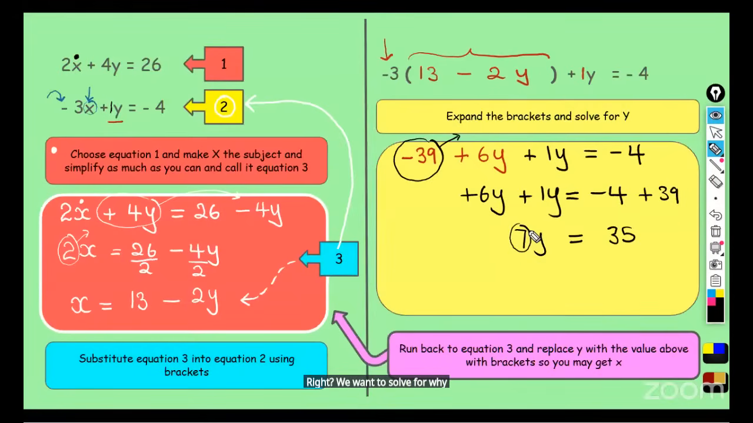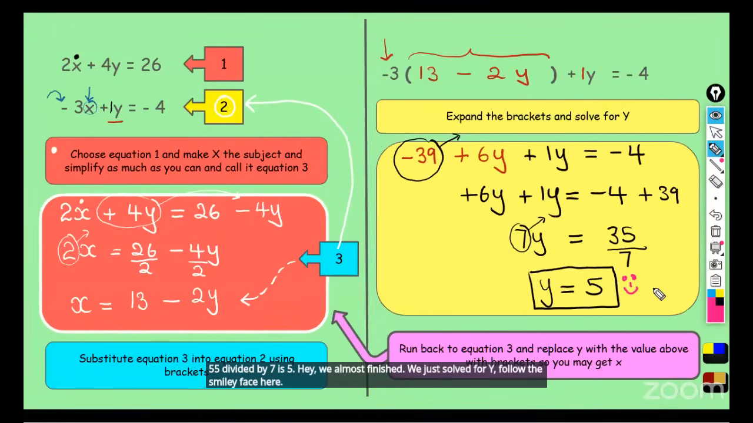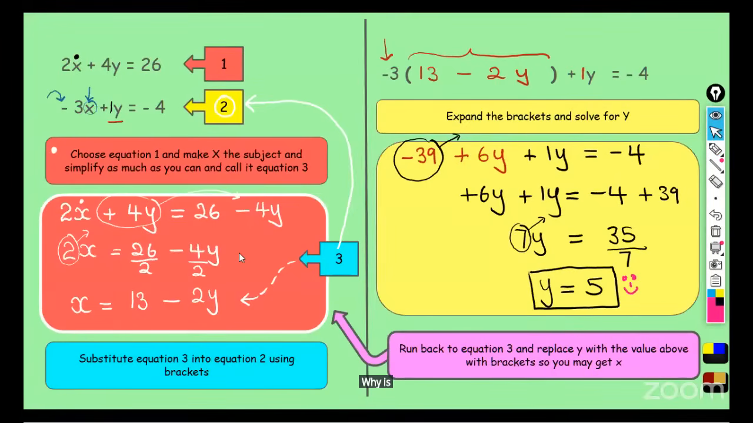We want to solve for y. This 7 is a multiply. Well, when you throw across the 7, it becomes a divide. How much is 30? Wait, is 7 5? Oh God, I used my calculator here for some reason. 35 divided by 7 is 5. Hey, we almost finished. We just solved for y. I'll put a little smiley face here. Yep. We just solved for y. y is equal to 5. But you're not finished.